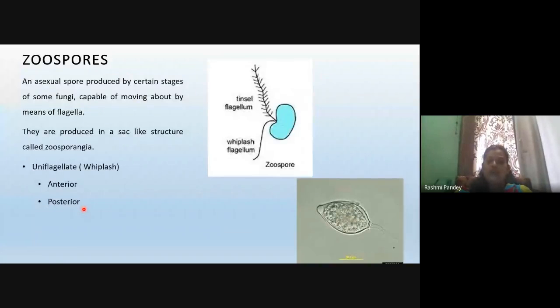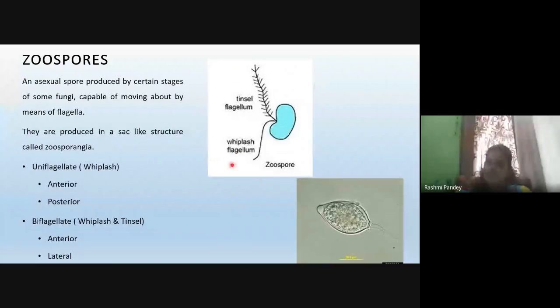Then there could be a biflagellate. Bi means having two flagella. The one shown in the upper picture may have two flagellum. One will be whiplash kind and one will be tinsel. Tinsel means something having minute tentacles. Yeah, like a jhadu, like this. No, not exactly looking like a jhadu, but something like that. So that kind will be present.